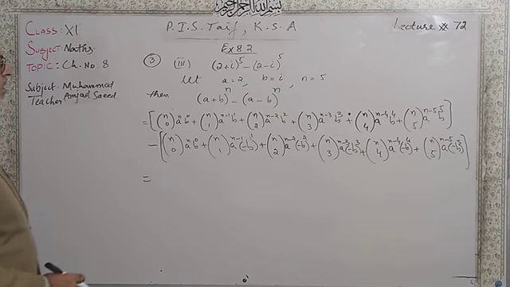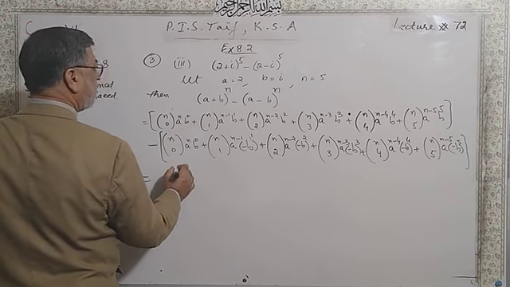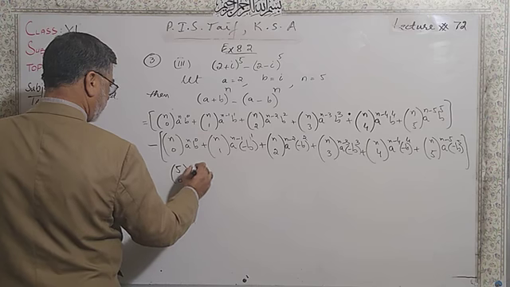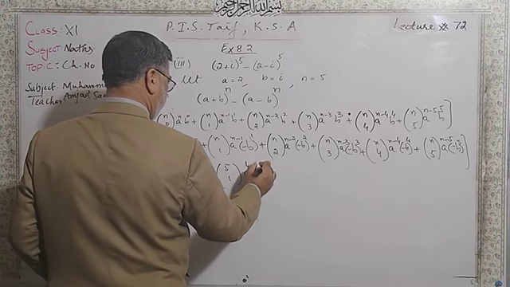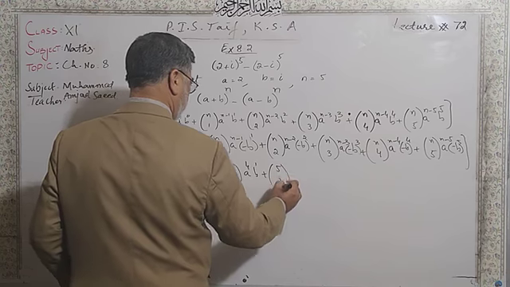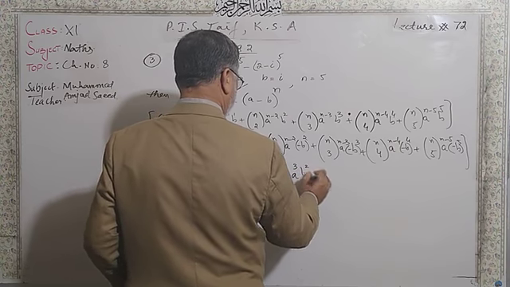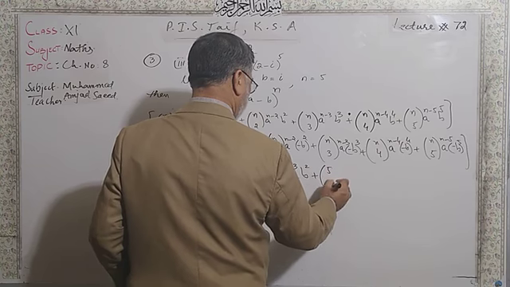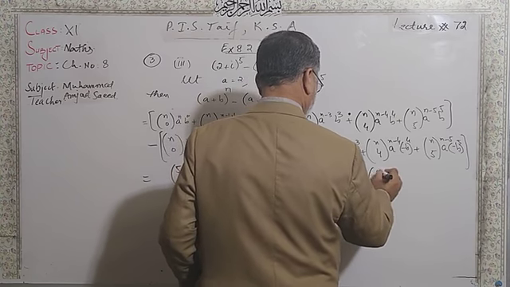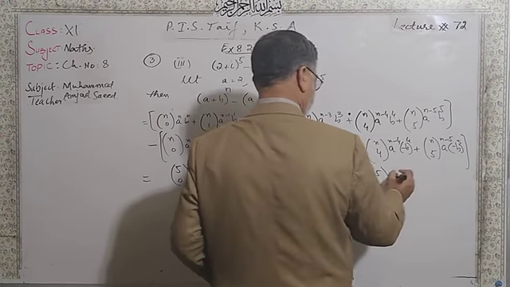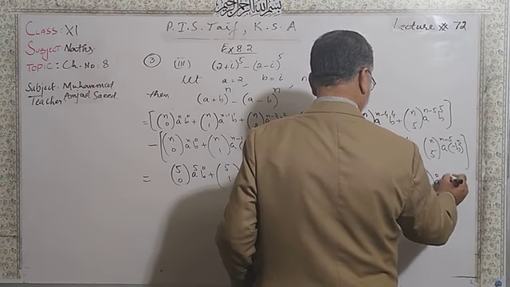Dear students, apply the values here. So what will be 5C0 a^5 b^0, 5C1 a^4 b^1, 5C2 a cube b square, 5C3 a square b cube, 5C4 a b^4, 5C5 a^0 b^5.